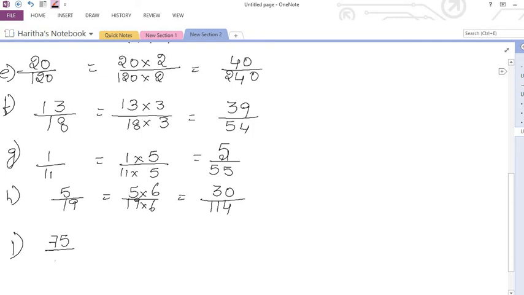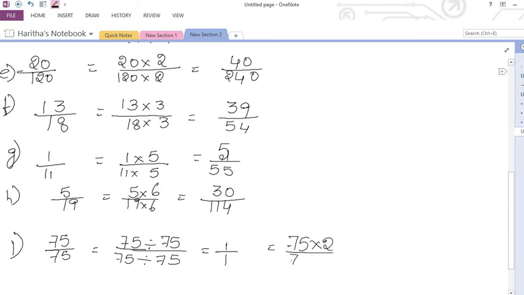Now 75 by 75. See, it is very simple. This is nothing but like 75 by 75. It is going to look like 1 by 1. So whatever number you multiply with, you will get the same answer here. So 75 into 2 by 75 into 2, so 150 by 150.